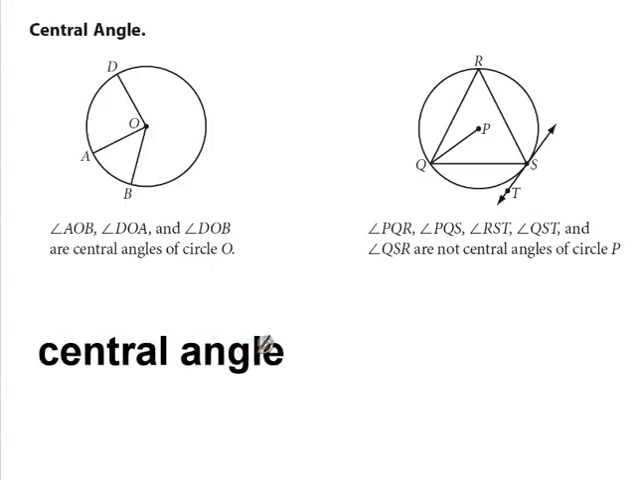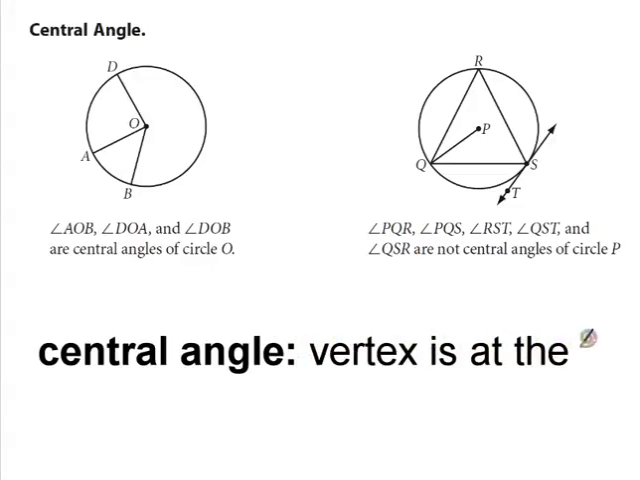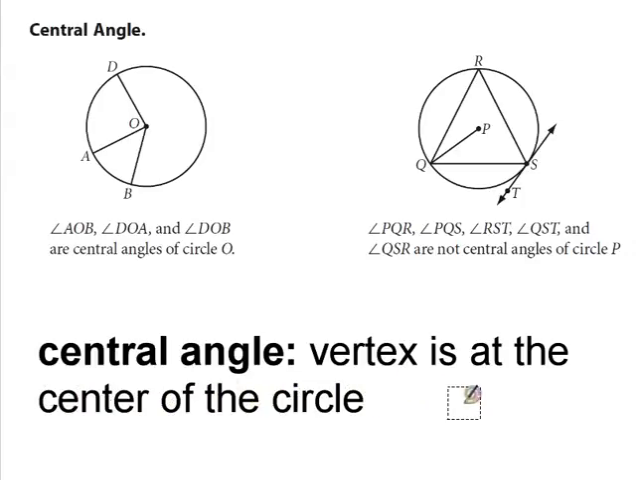That group back there, what do you get for an angle? Central angle. Okay, point where vertex is in the center. Vertex is at the center of the circle. There you go. Pretty straightforward.